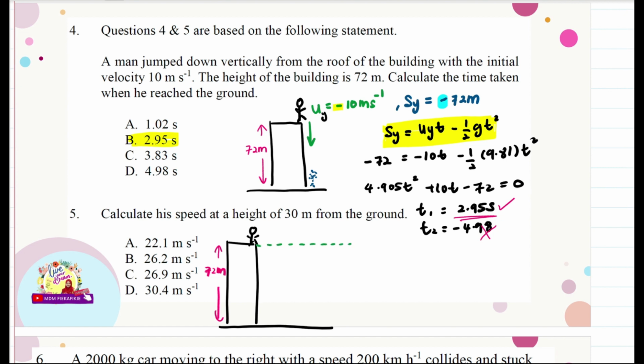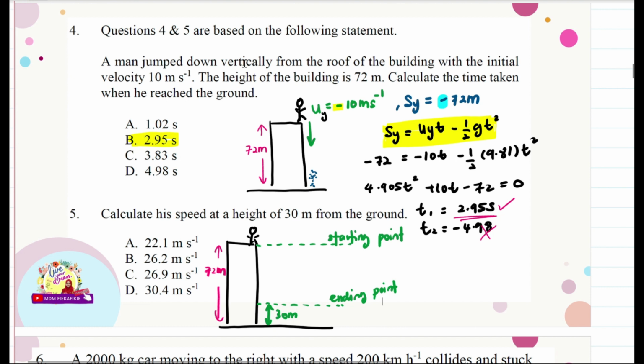Okay. Maknanya ataupun starting point. Okay. Sebab kita tak launch apa-apa. Starting point. Dari mana dia mula sehingga mana dia berakhir. Let's say dia berakhir dekat sini. Dia kata apa? 30 meter from the ground. So means that this is 30 meter. Okay. So this is the ending point.